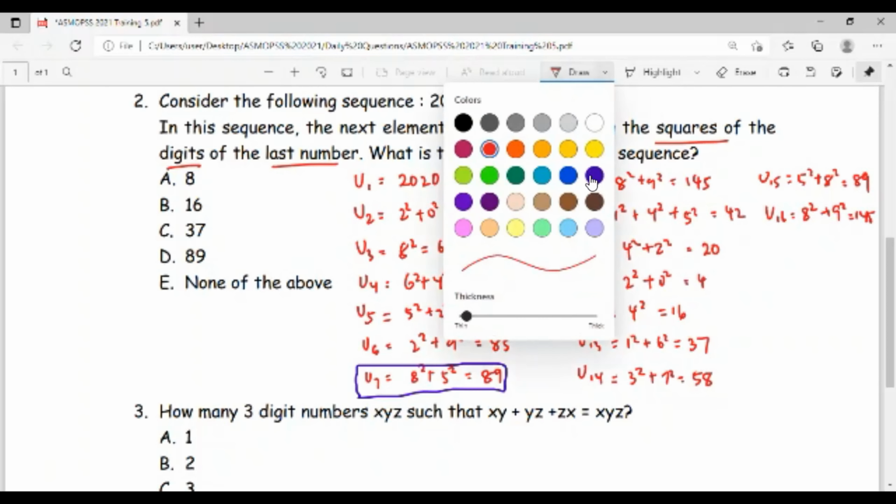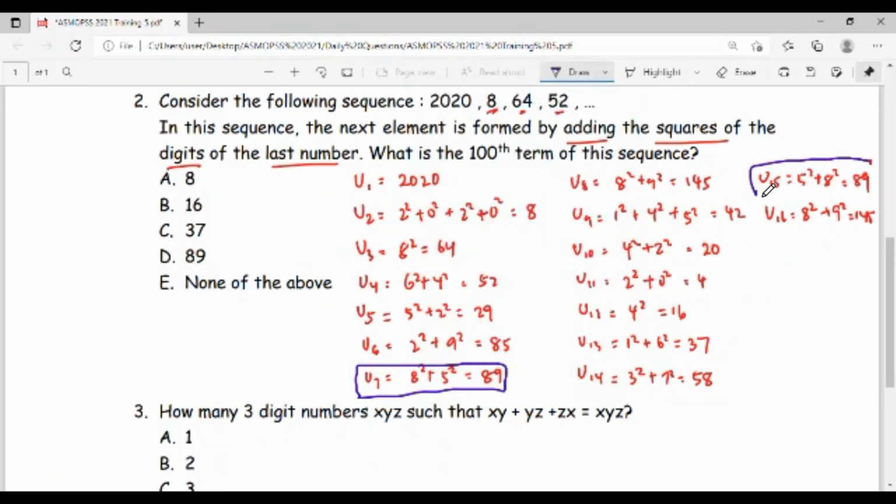it repeats. So that means we've got a pattern starting from U7, and then the U15 will repeat again, 89, and then 145, 42, 20, and so on, right? So we've got a pattern here. That means one pattern has 1, 2, 3, 4, 5, 6, 7, 8 elements, and then the pattern repeats. But before these 8 elements, these are not part of the regular pattern.